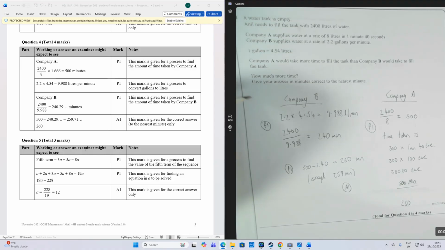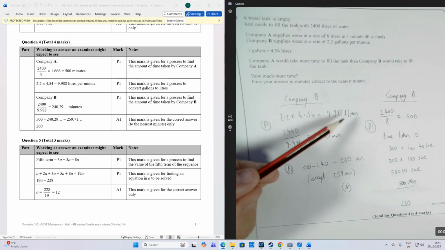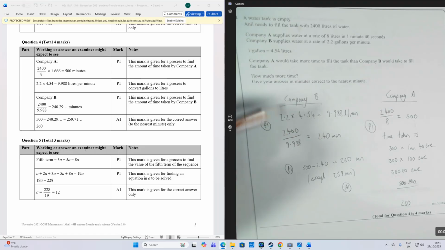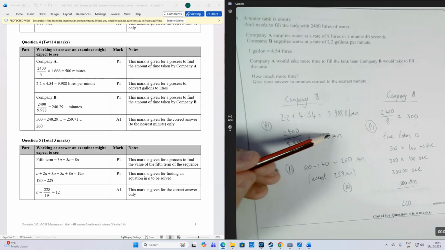Okay, let's turn our attention now to Water Company B. So first of all, we need to change from gallons into litres. So we're going to do 2.2 gallons, times it by the conversion, 4.54. So that is equal to 9.988 litres per minute. So to see how long it's going to take Company B, we divide the volume of the tank by the rate, which gives us 240 minutes.